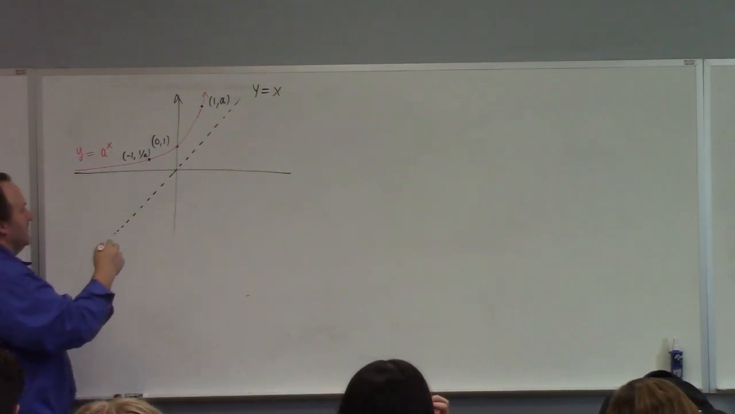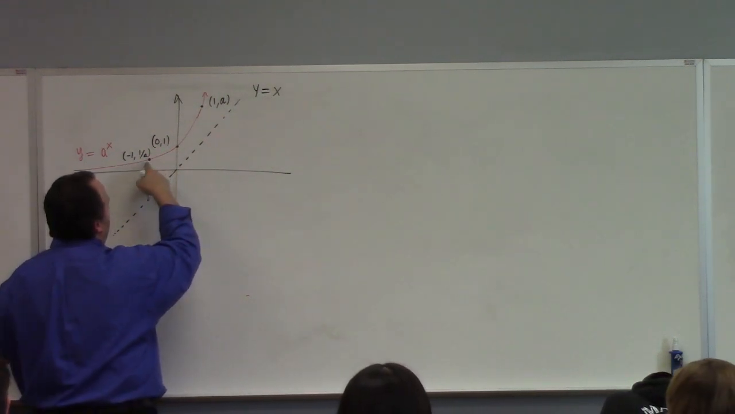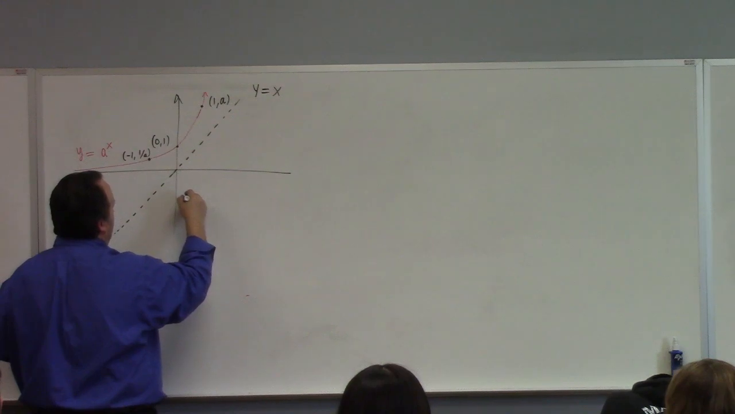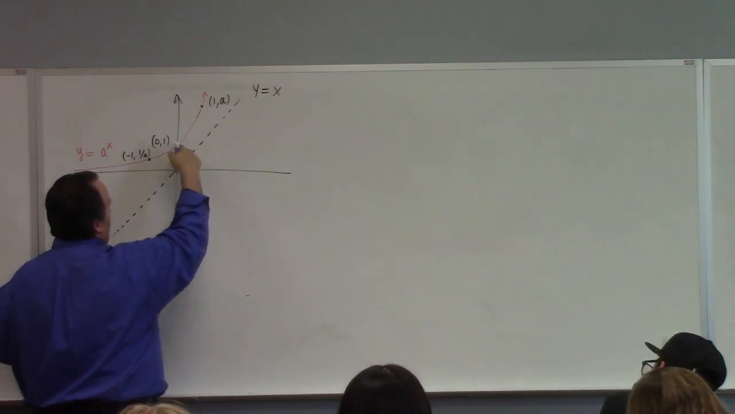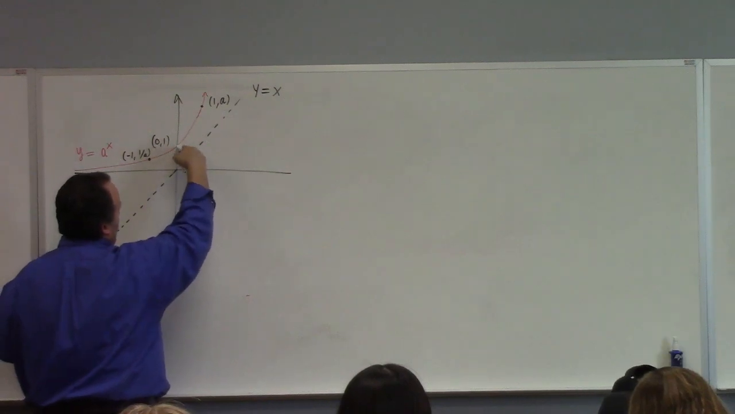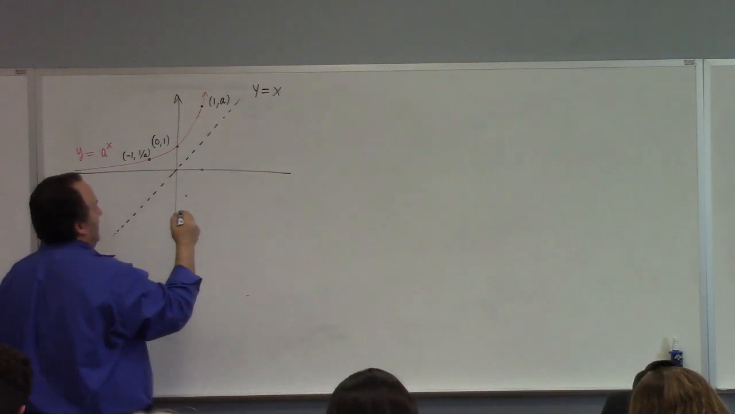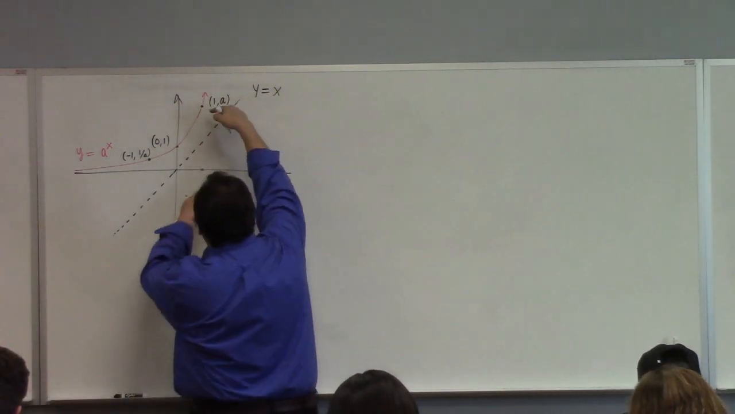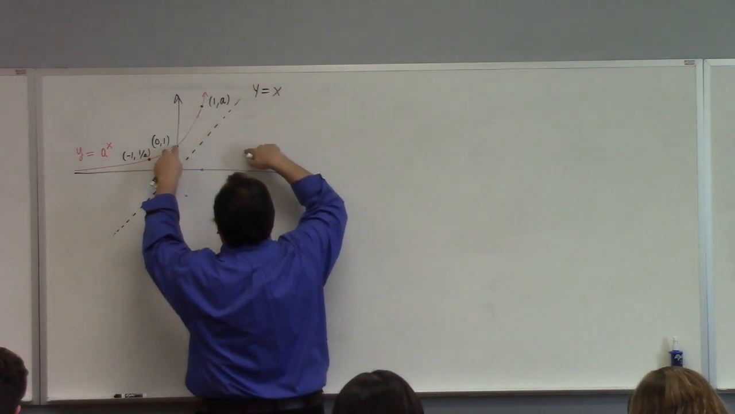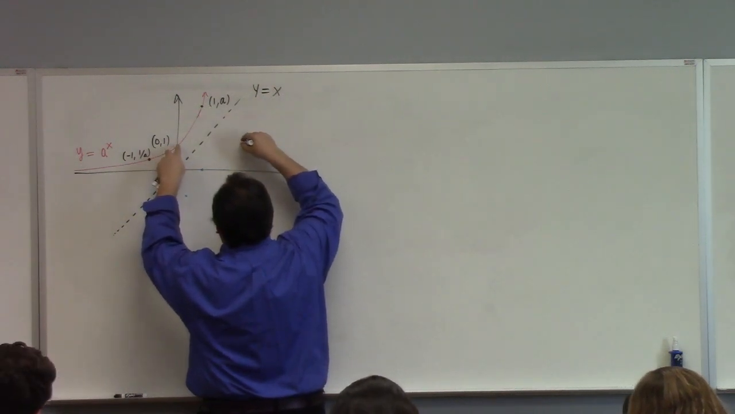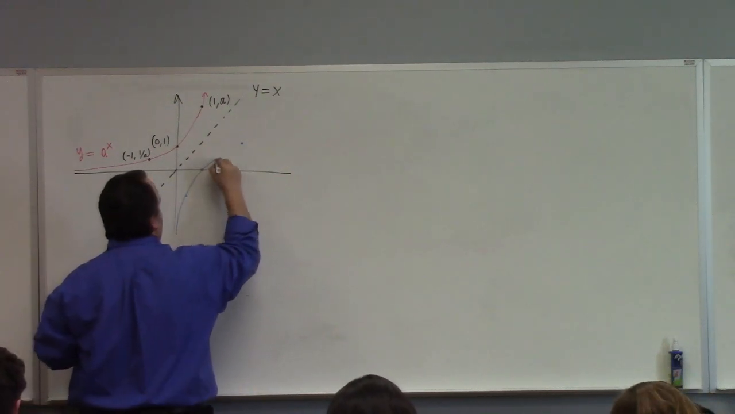So let's see here. We go to what? Minus 1, 1 over a flips to 1 over a, minus 1, so that's like down here. And 0, 1 flips to what? 1, 0. And finally, 1, a flips to a, 1. And so here's the graph of the logarithm, something like this.